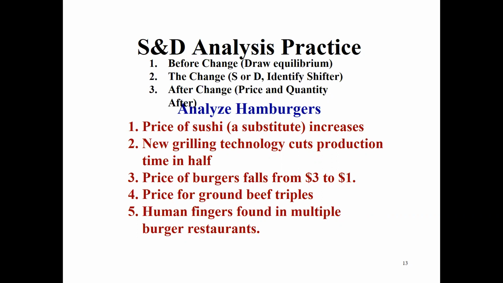So they could say to you, human fingers found in multiple burgers and hamburgers or ground beef had to be pulled off the market. And then you'd have what we'll do a double shifter, but only respond to what's in the scenario. Okay. What you said is true, but that would probably be the next step. Did that make sense to you?